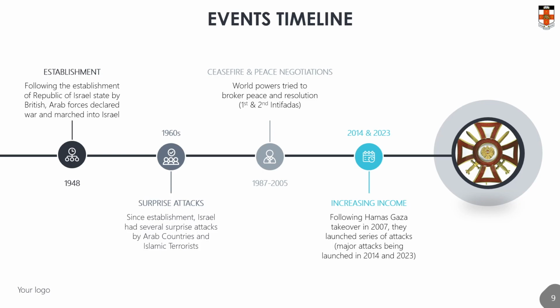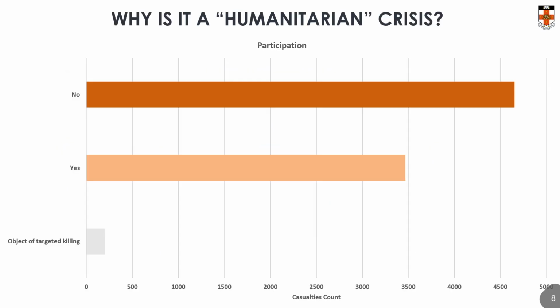Then in 2007, Hamas took control of the Gaza Strip, which was a turning point altogether. And in 2014 and 2023, they conducted a series of attacks, the deadliest attacks on Israeli land. They fired missiles, which was a turning point, and the war broke out. Ask me, why is it a humanitarian crisis after all?